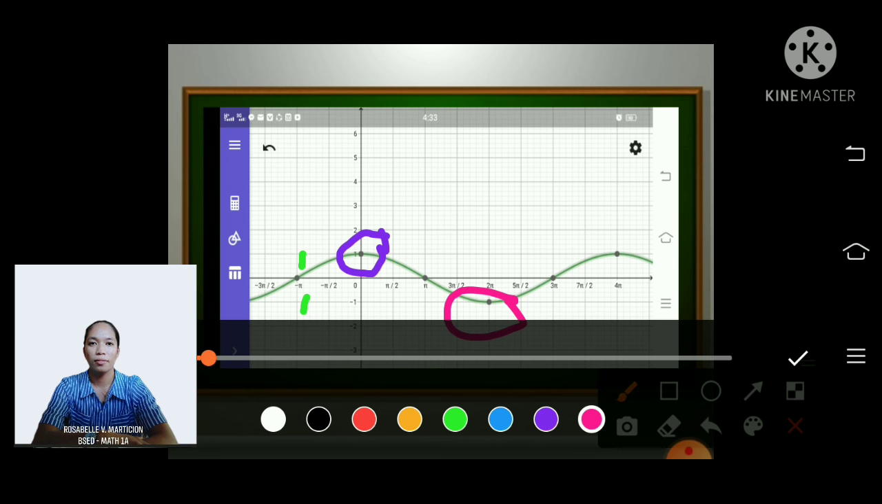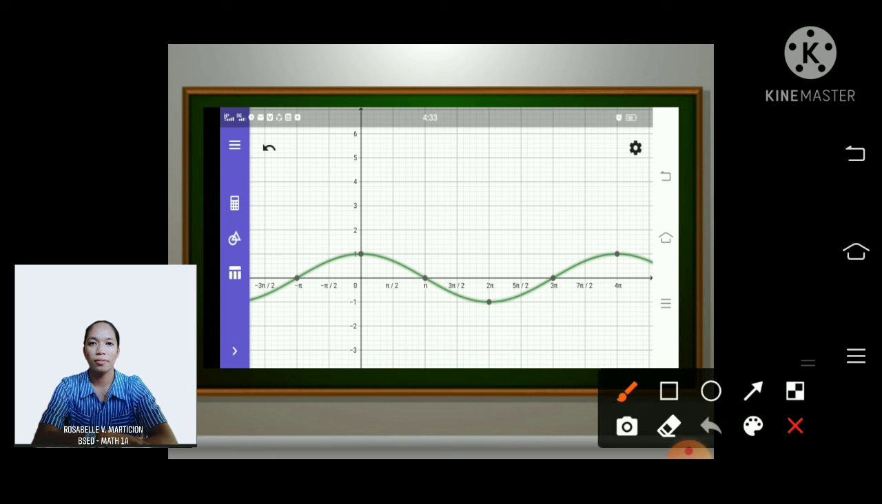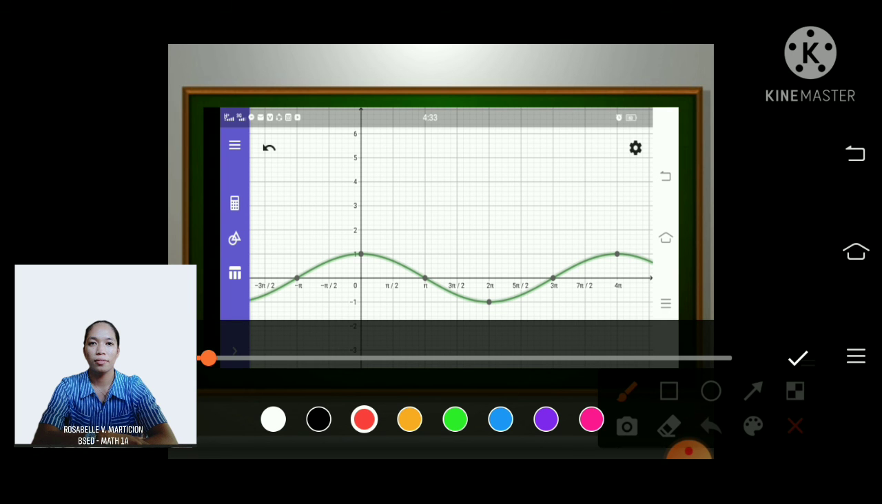And the domain of this is negative infinity to positive infinity.